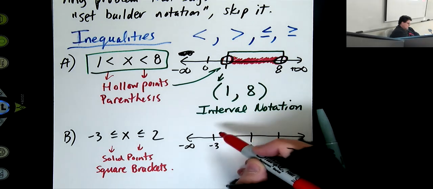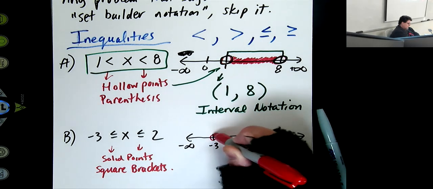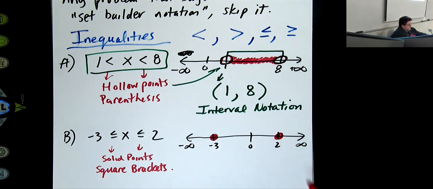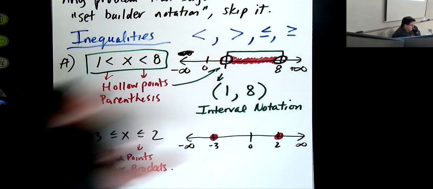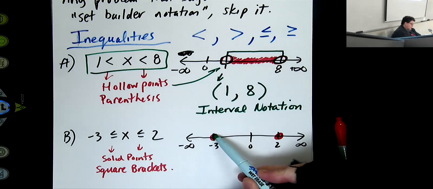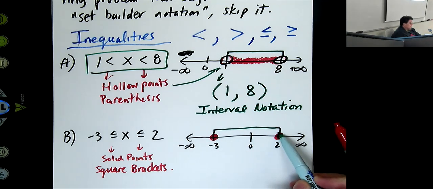So since they both have the equal portion, I'm going to put a solid dot on them. That's what distinguishes them from this up here. These are hollow, these are solid. X is any number between them. So if I don't want to shade, I just want to do like that. That's a perfectly valid way.